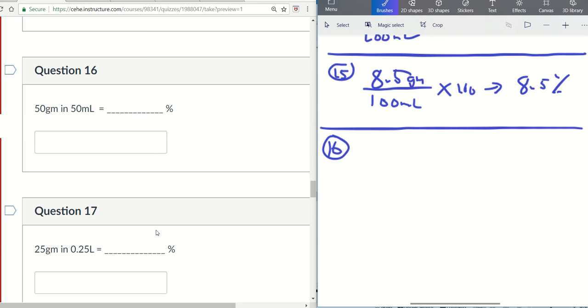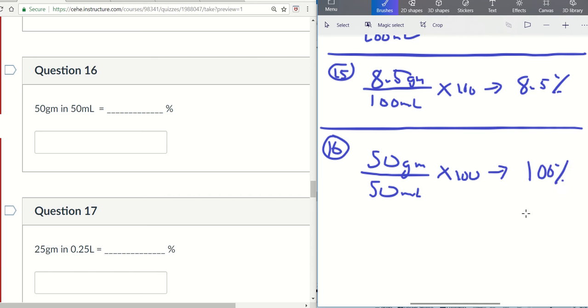Now in 16 and 17, we're not using 100 mLs. So here we got to set it up. 50 grams in 50 mLs is what percentage? What did you guys get? I got 100. Yeah, it's 100%. So that would be pretty much pure drug.